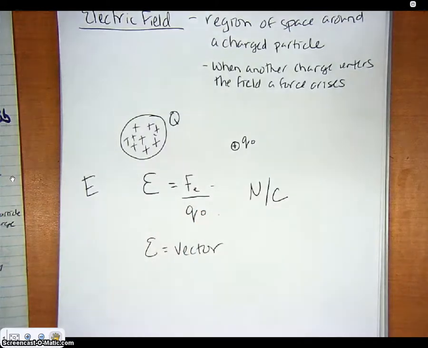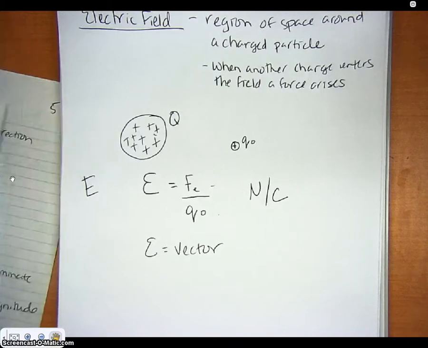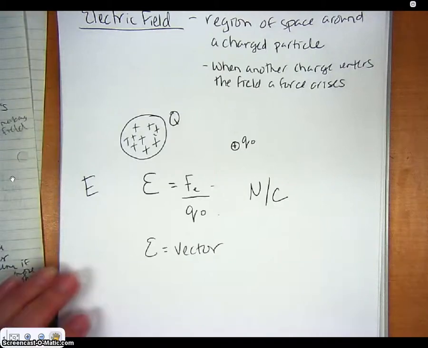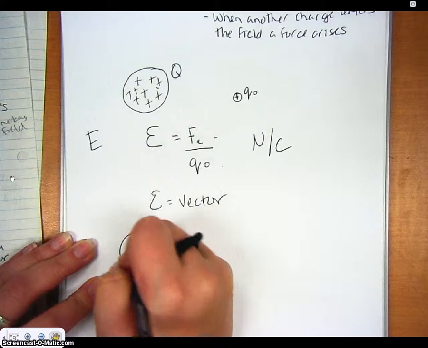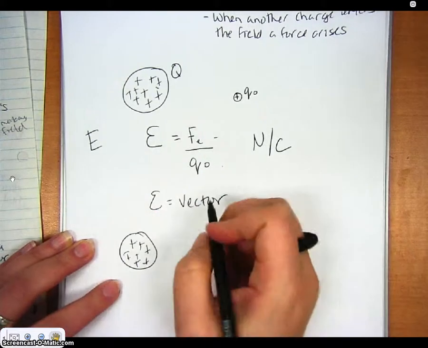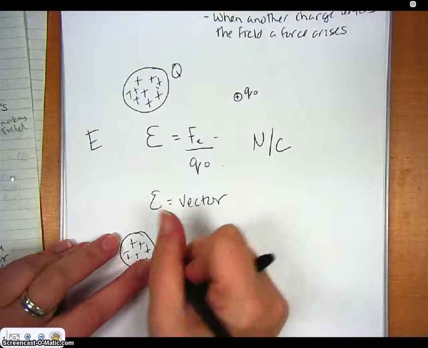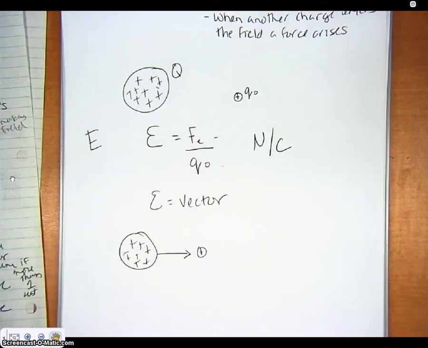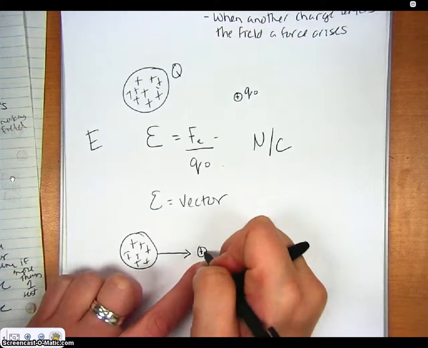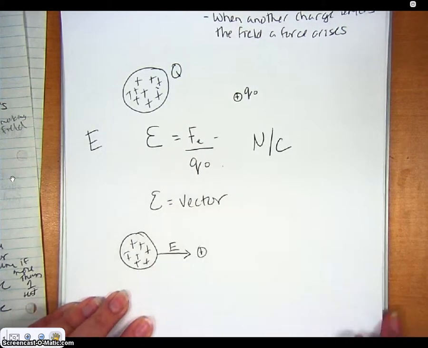And the direction of an electric field is defined by the force that would be exerted on a positive test charge particle, right? So if we have this scenario where I've got a big positive thing, and I were to put a positive test charge over here, the electric field would be in this direction, right? Because the direction of the force on this thing would be in that direction. So the electric field line is in that direction.